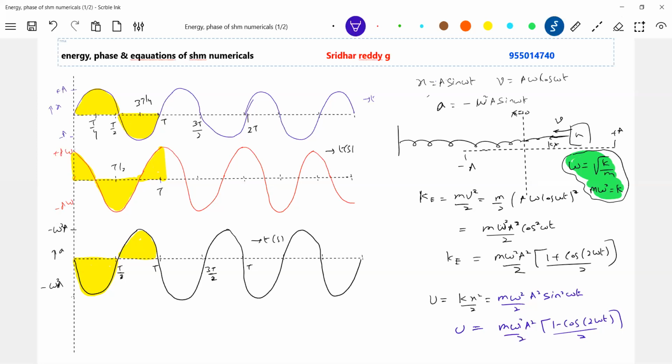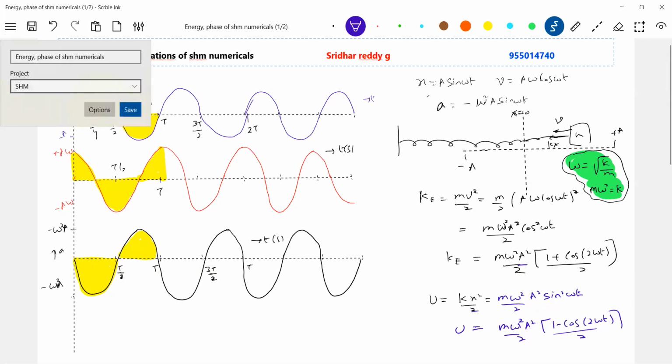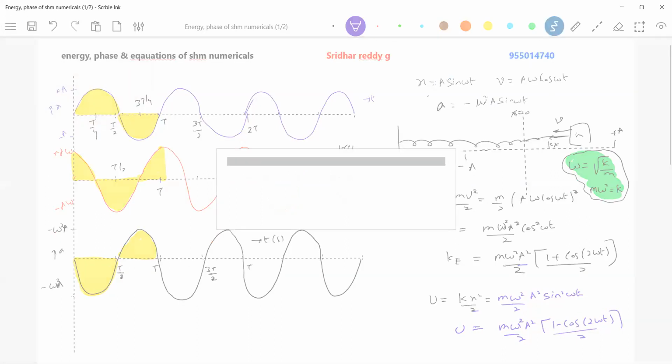Okay, I'm interested to plot these things also as a function of time and as a function of position, both. First, let me plot as a function of time, because I already have the time equations. Now go back to your mathematics. Do you know how to plot sine square theta graph, cos square theta graph? That is what I'm asking, nothing big. Don't think that's a very big concept.